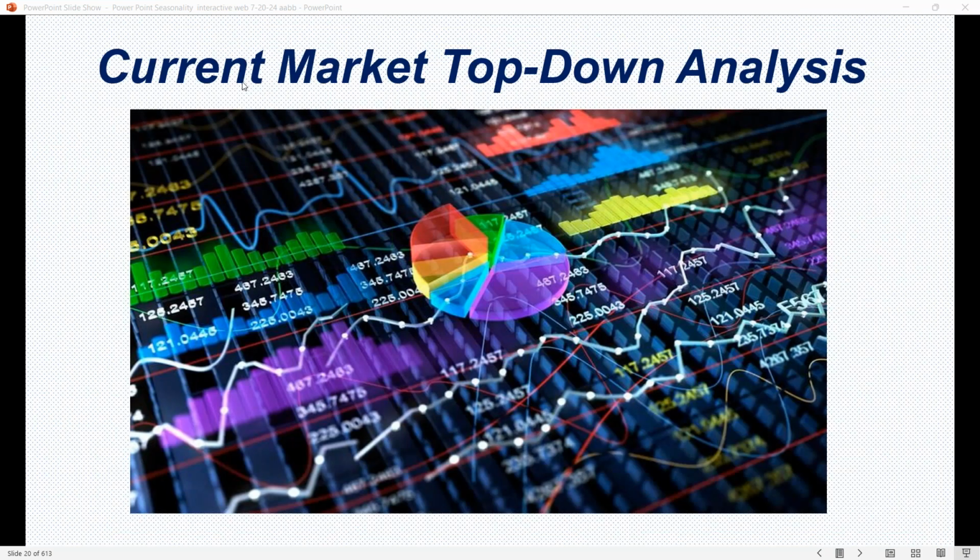Now, the next thing we're going to do is always do what I call top-down market analysis. I like to do this a couple times a week to keep good clarity on the overall market big picture. There's so much noise and news in the market that you can get sidetracked, so it's good to ground yourself, and this is a great way to do that in what I call top-down market analysis.